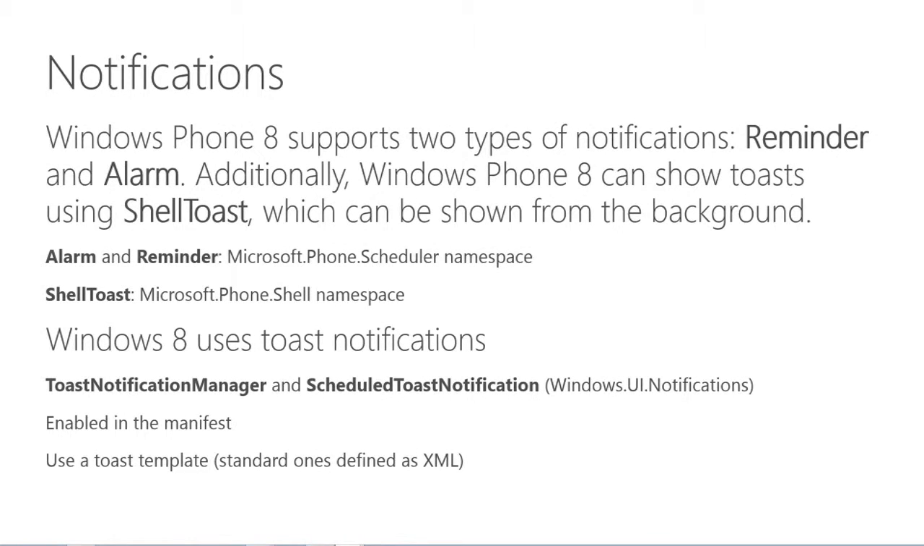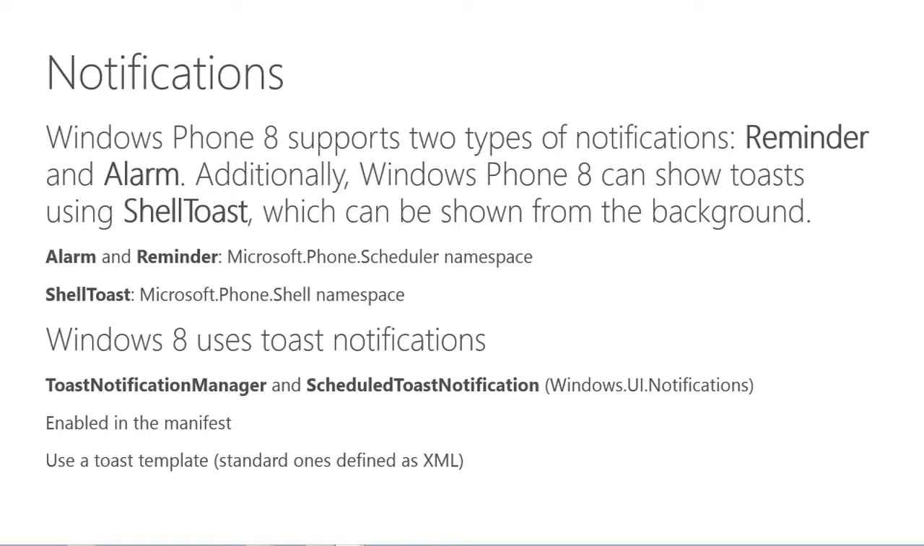Notifications. Windows 8 supports two kinds of notifications. There's reminders and alarms. These are ways of bringing information to the foreground so the end user can see it, and this would be in the foreground even when your app is not in the foreground. You can also use toasts to do that, using the shell toast, and that again can be shown from the background. The alarms and reminders are in the Microsoft.Phone.Scheduler namespace, and the shell toast is in the Microsoft.Phone.Shell namespace.